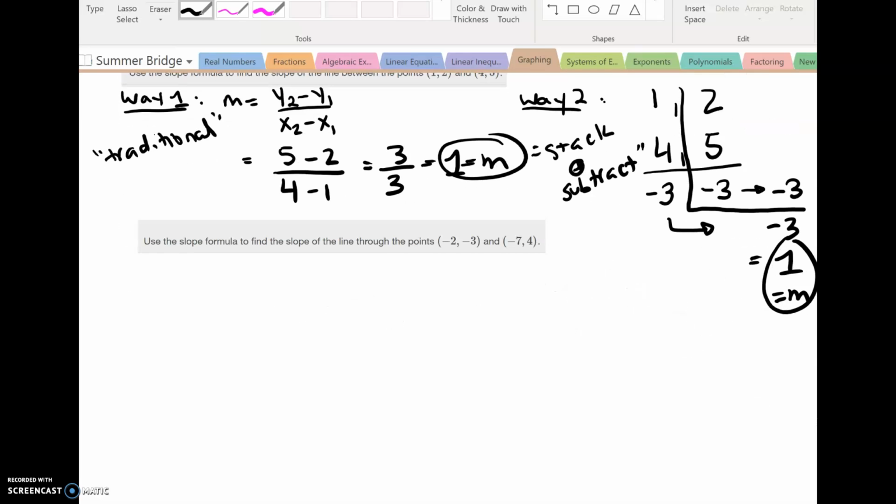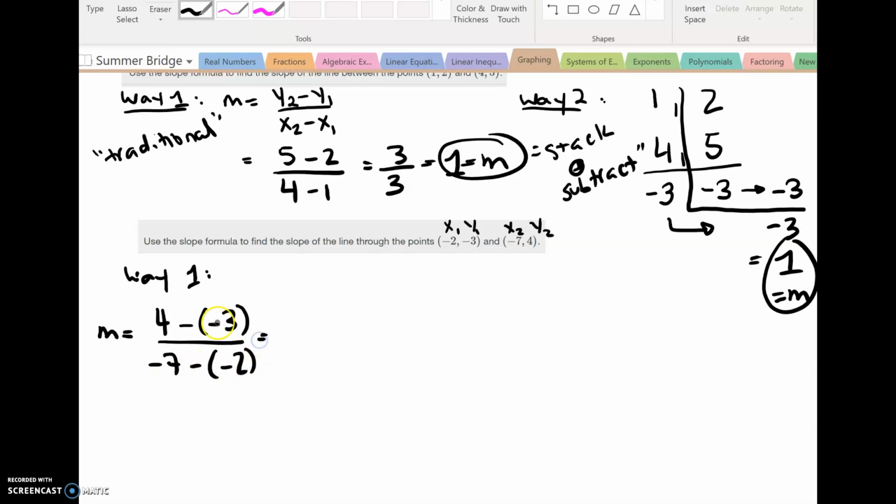So let's do another example. And again, I'm going to do way 1, okay, where I label x1, y1, x2, y2, and I'm going to go ahead and do my slope is equal to y2 minus y1 over x2 minus x1. Now I have a couple of negatives there together, so I'm just going to change those to positives. -7 plus 2. And now I'm going to continue with my additions here. So I have -5, and this is my slope.